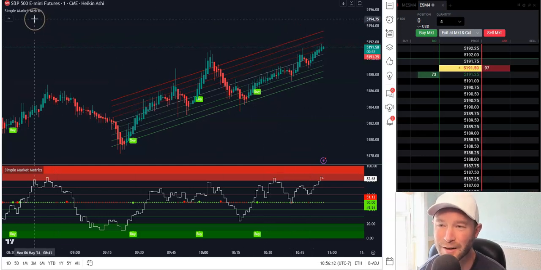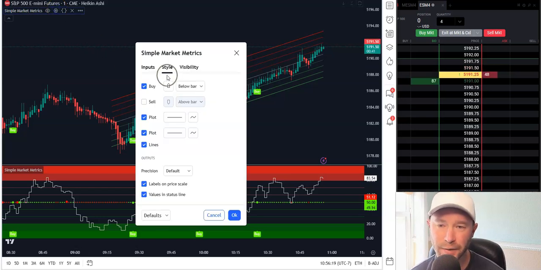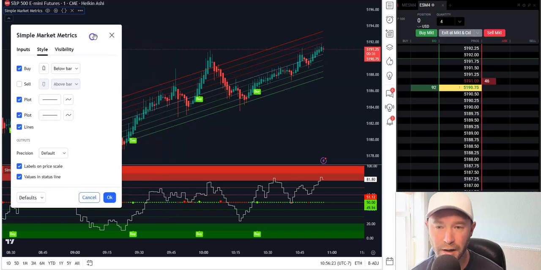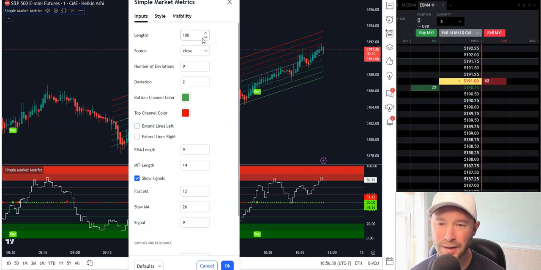Let's go over to our metrics here. This is going to be simple market metrics. These are exactly the metrics you're going to get once you end up joining with us. Let's go over to settings. Let's make sure all of yours are the same. To start off with, since we are overall here, you guys can tell, in a linear regression heading to the upside, that input is going to be 100. So I want you to set this to 100.